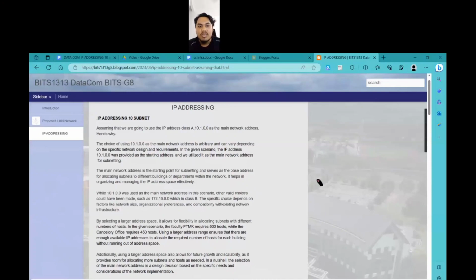By selecting a larger address space, there is more flexibility in allocating subnets with varying numbers of hosts. In this case, the faculty FTMK requires 500 hosts, and the chancellery office needs 450 hosts. Having a larger address range ensures that there are enough available IP addresses to accommodate the required number of hosts for each building without running out of addresses. Moreover, using a larger address space allows for future growth and scalability, as it provides room for allocating more subnets and hosts as needed. Essentially, the selection of the main network is a design decision based on the specific needs and considerations of the network implementation.